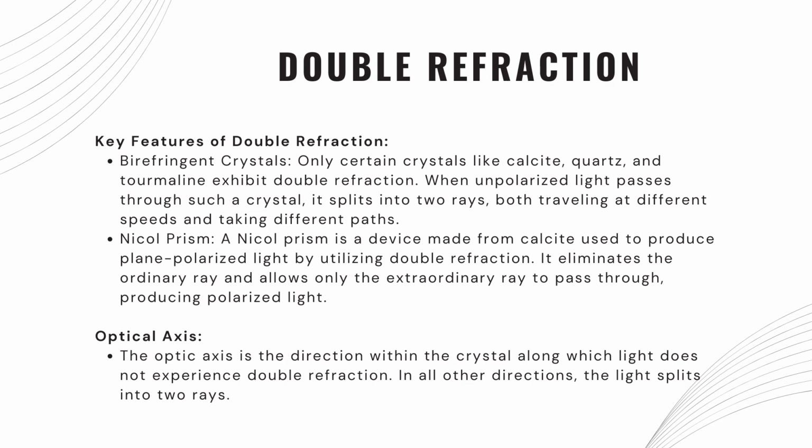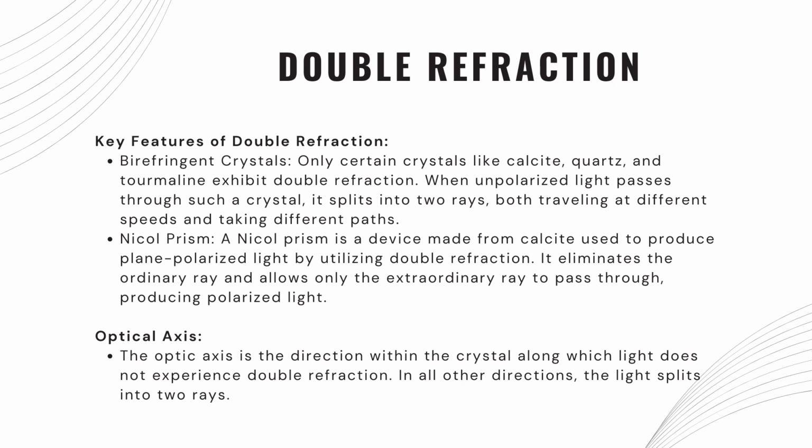Birefringent crystals. Only certain crystals like calcite, quartz, and tourmaline exhibit double refraction. When unpolarized light passes through such a crystal, it splits into two rays, both traveling at different speeds and taking different paths. Nicol prism. A Nicol prism is a device made from calcite used to produce plane polarized light by utilizing double refraction. It eliminates the ordinary ray and allows only the extraordinary ray to pass through, producing polarized light.